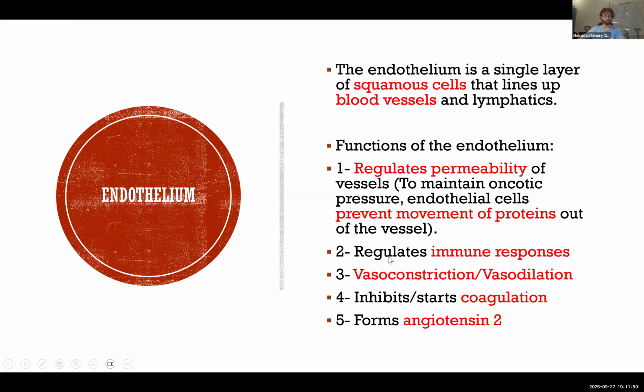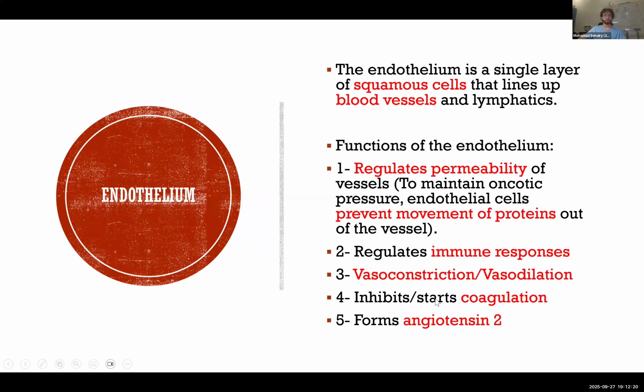As we said, it also regulates the immune responses and inflammation, vasoconstriction, vasodilation, depending on what we need in a certain context. And it can also either start or inhibit coagulation. We said that in normal circumstances, where the blood vessels are not injured, we won't have any thrombogenesis, any formation of clots. But when an injury happens, that's when the endothelium will help us form the blood clots.